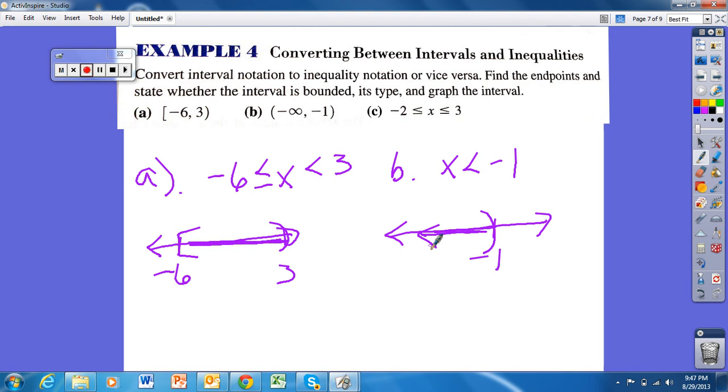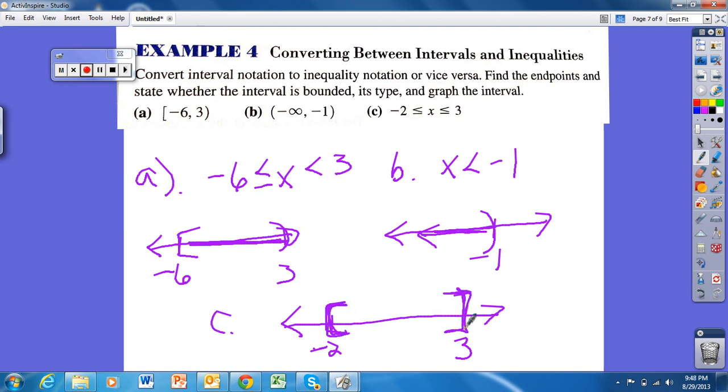And finally for C, from -2 to 3, they both have brackets. And it looks like this. That is a bounded and a closed interval. And we would write that like this, [-2, 3].